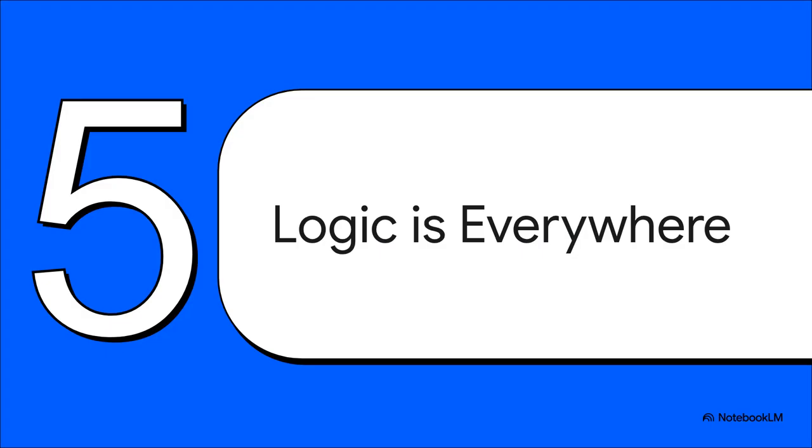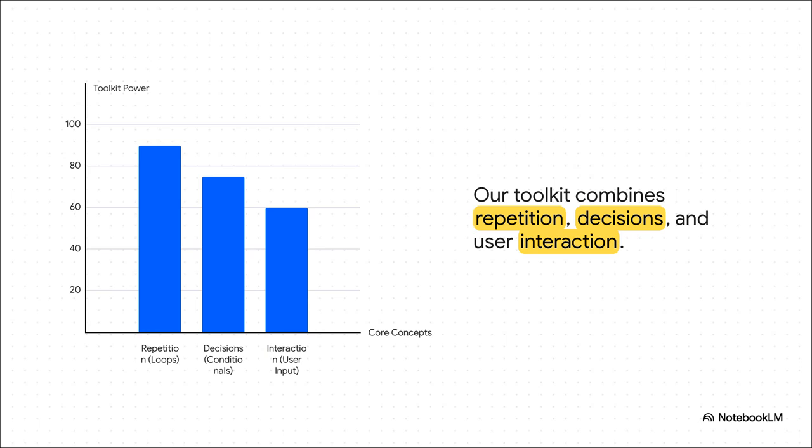So why does any of this matter? Because these simple building blocks, repetition, iteration, and decisions, they aren't just for counting numbers or making star patterns. They are, and I mean this quite literally, everywhere. Think about it. We've built this powerful toolkit in just a few minutes. We have the ability to handle massive amounts of repetition with loops, the intelligence to make decisions with conditionals, and the capacity to react to us through user input. These 3 concepts, they form the foundation of almost every single program you have ever used.